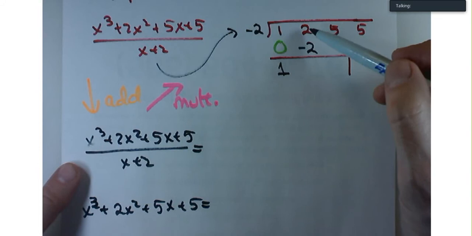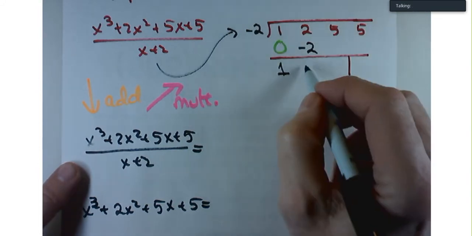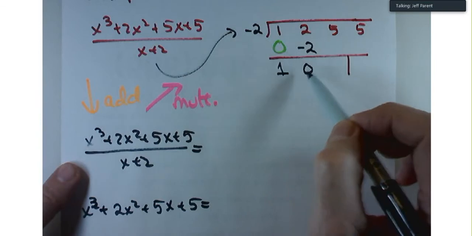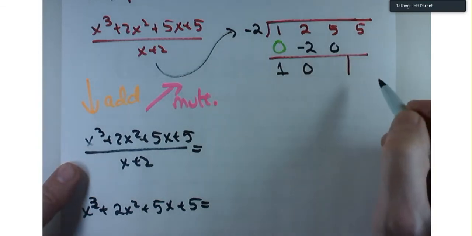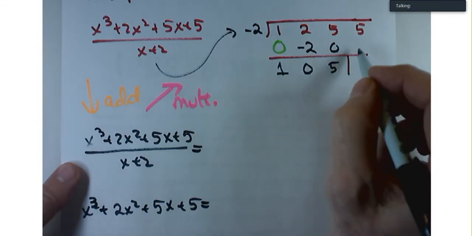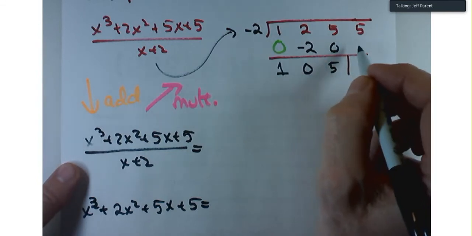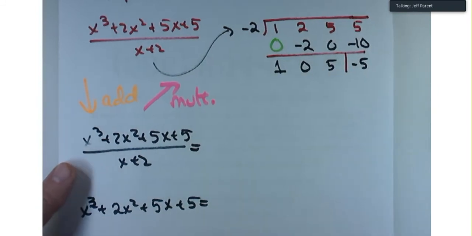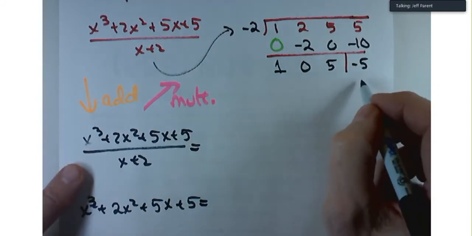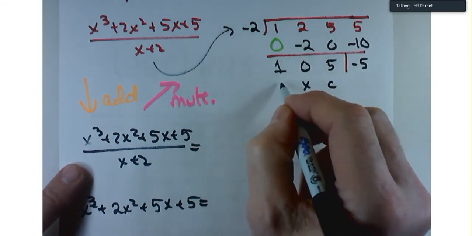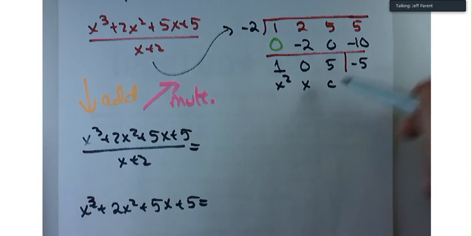So let's see. When we add, I think and hope that should be pretty easy. The multiplication, negative 2 times 0, that's still a 0. Add going down, that's 5. Multiply to go up, what comes underneath this 5? Negative 10. Negative 10, and add to go down is negative 5. So that's our remainder. This is your constant term, that's the coefficient of x, that's the coefficient of x squared. It always increases from right to left.